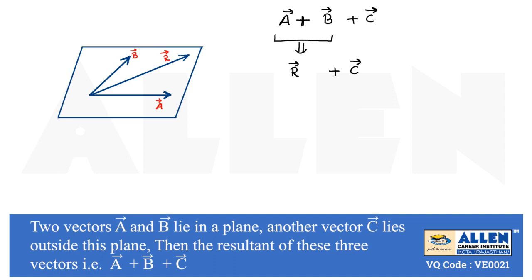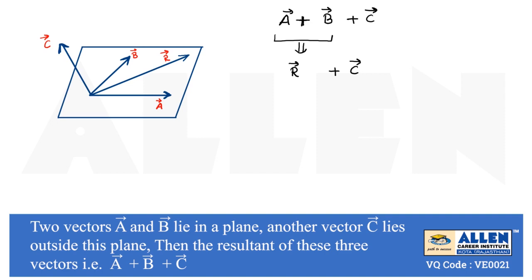Now we will see the resultant of r vector and c vector. Suppose c vector is represented like this, which is outside this plane. So we will draw a vector which is outside this plane. Suppose this one which is outside this plane is representing c vector. So we have drawn a new vector, that is c vector, which is outside the plane of a vector and b vector. Now we will see the resultant of r vector, which is the resultant of a vector and b vector. So we will find new resultant with the help of r vector and c vector.